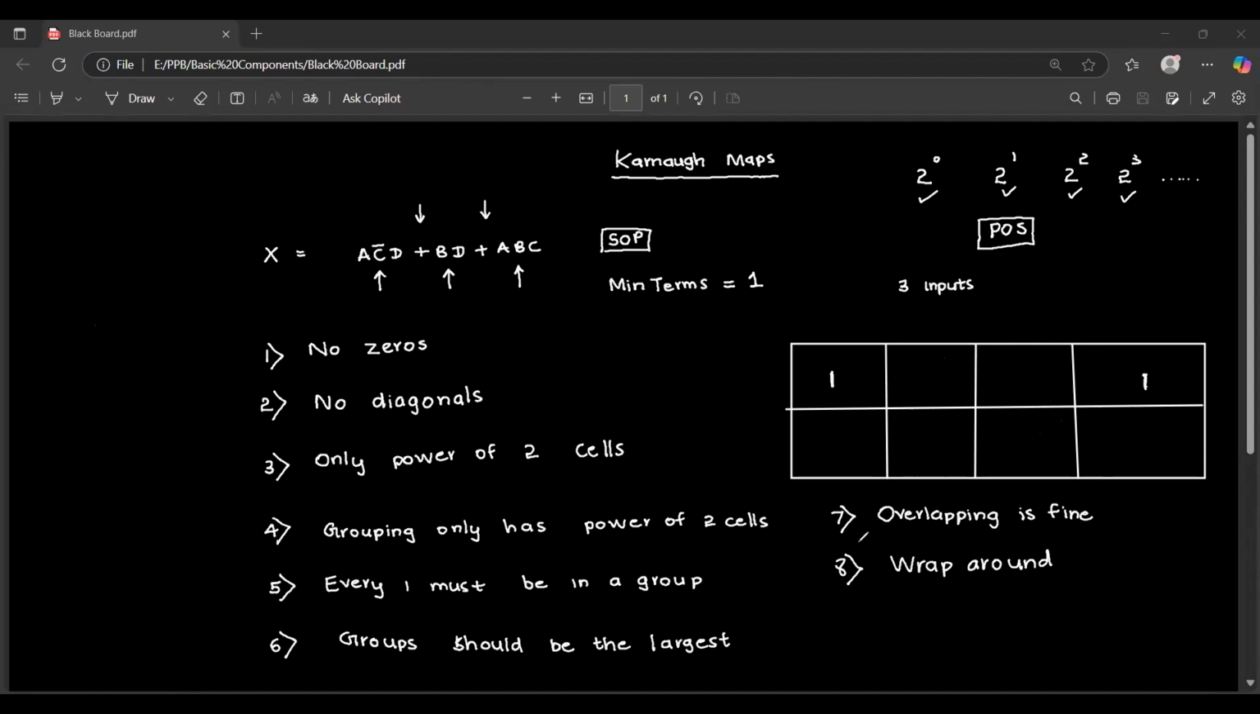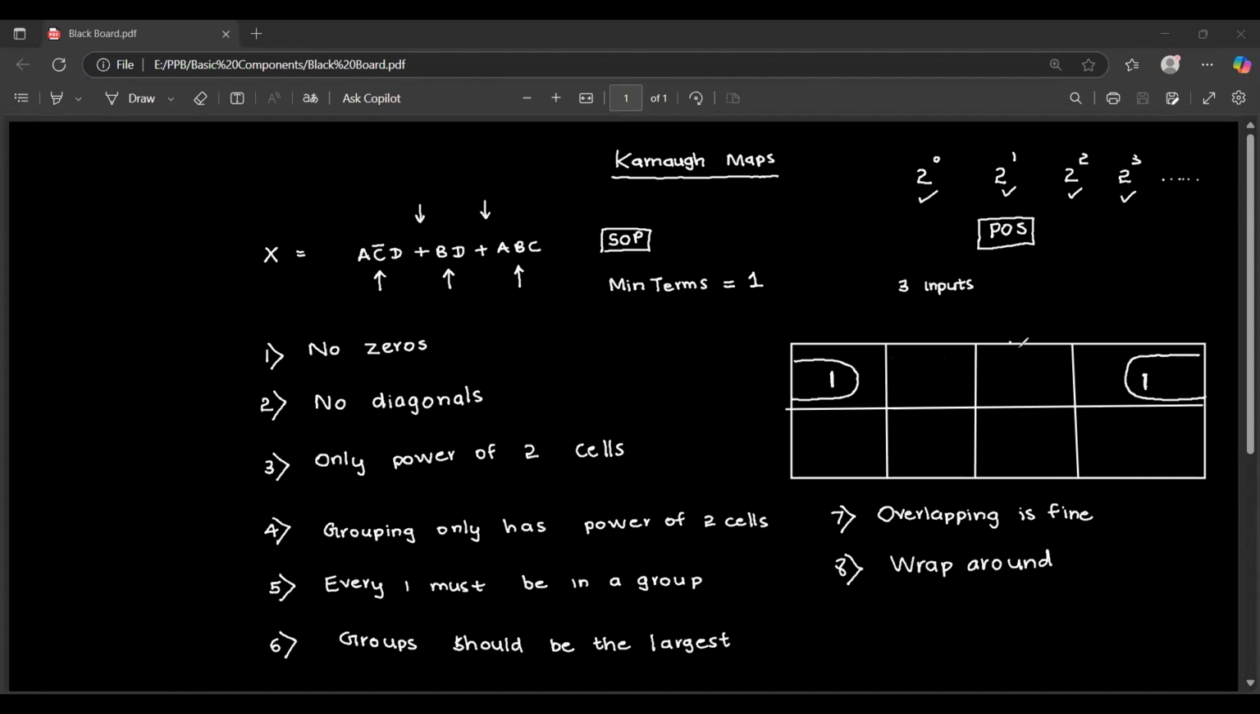Obviously, from these 7 rules, we have not talked about the 8th rule. So from these 7 rules, you will be saying, well, this is an individual one and this is an individual one, so I have to mark these two as groups. Well, it's not exactly right. Since the 8th rule suggests that we can wrap around things, you can actually do that without any issues. What do I mean by wrap around? You can go like this.